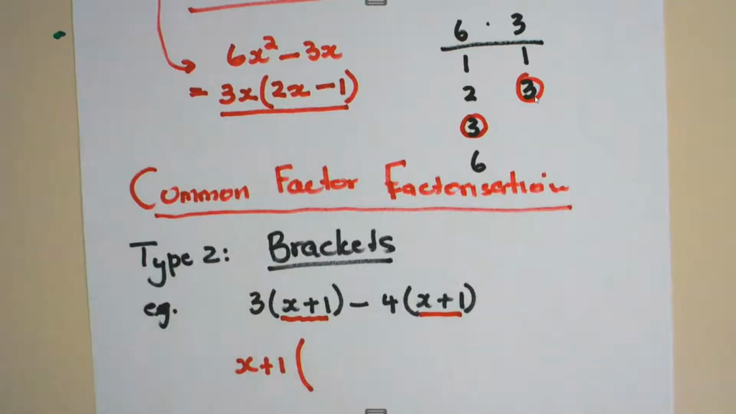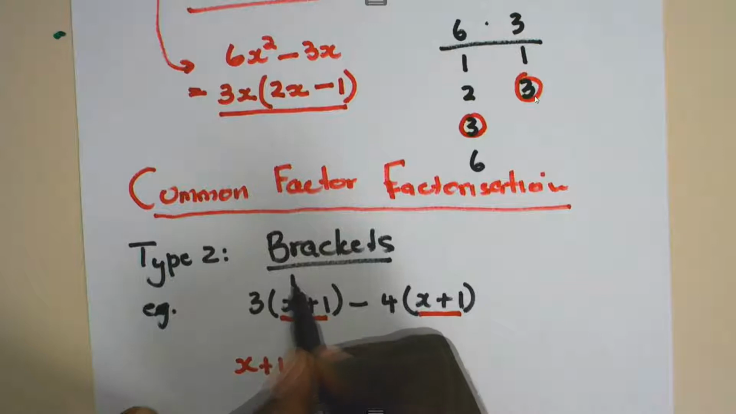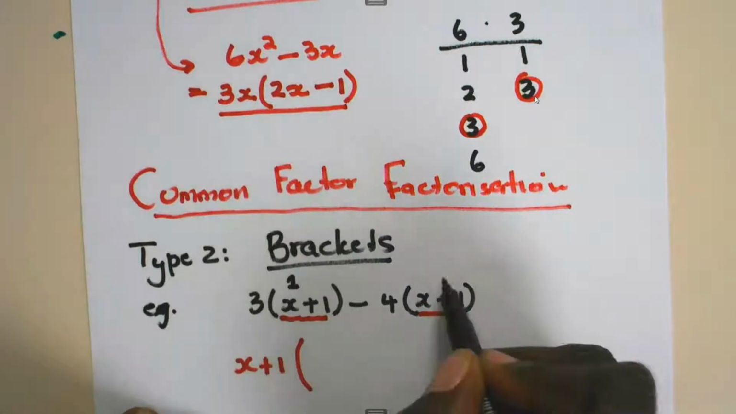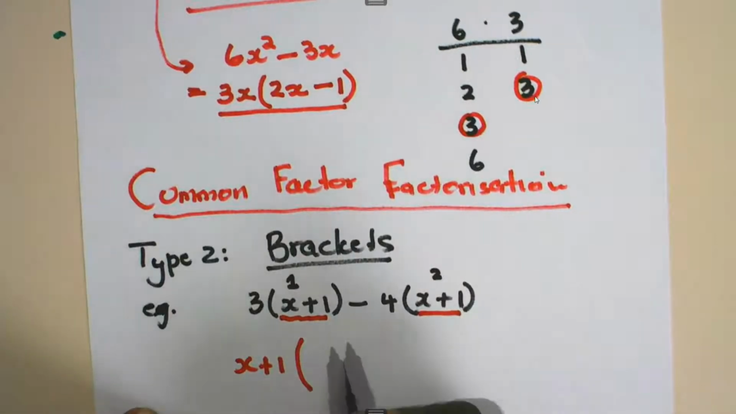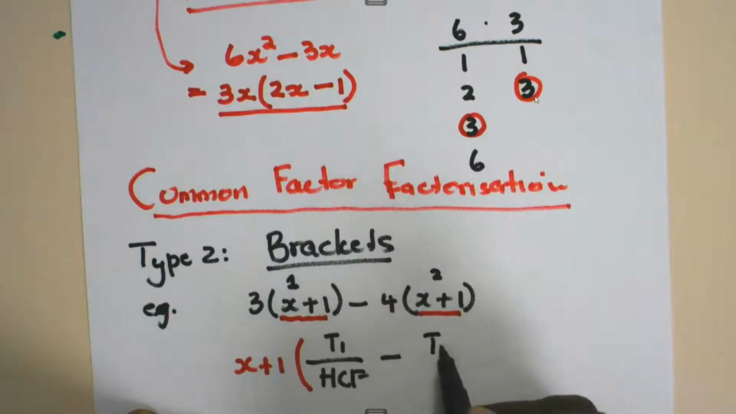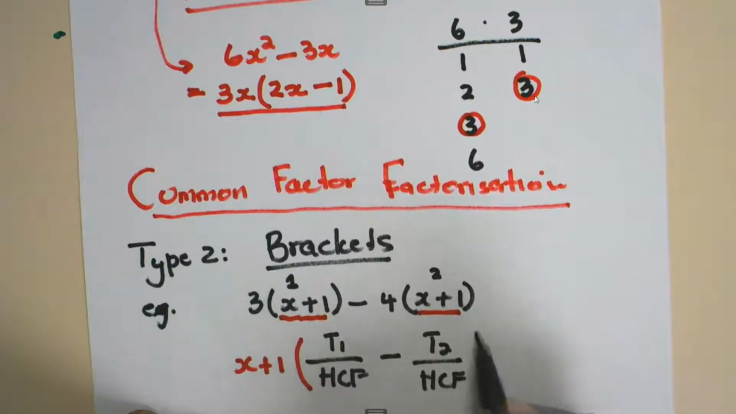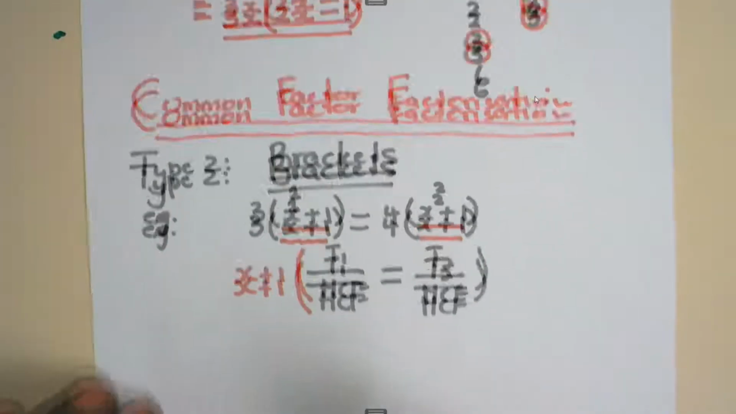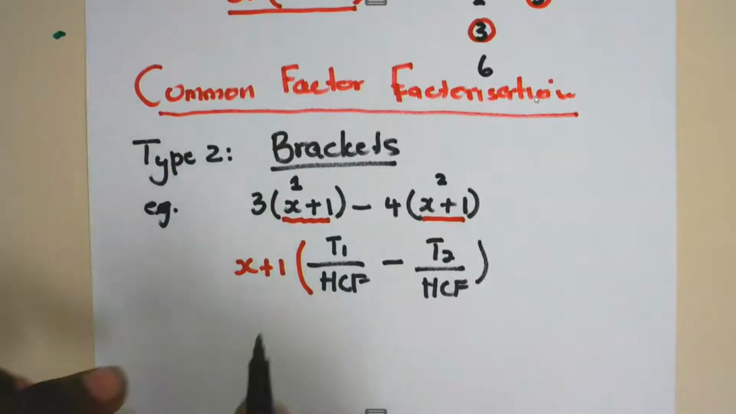Now, how are you going to get the terms inside the bracket? In terms of the bracket, this is term 1, this is term 2. Term 1 is going to be divided by the highest common factor, which is x plus 1. And then minus, term 2 must also be divided by the highest common factor. So our highest common factor is x plus 1.